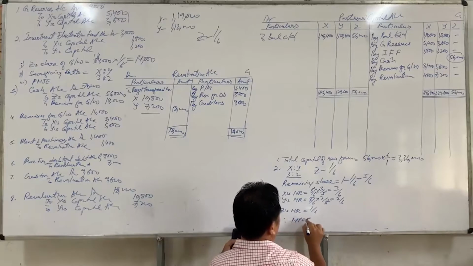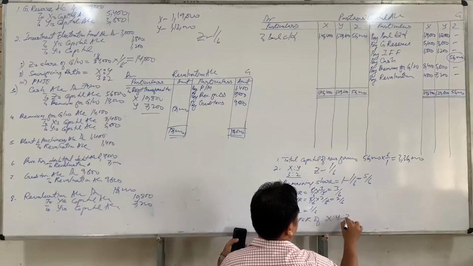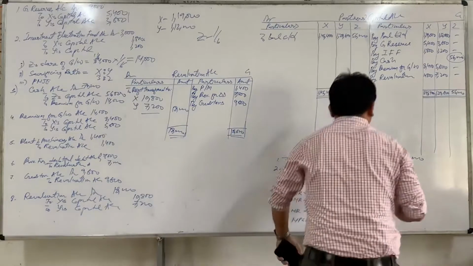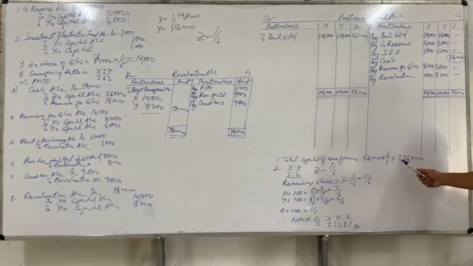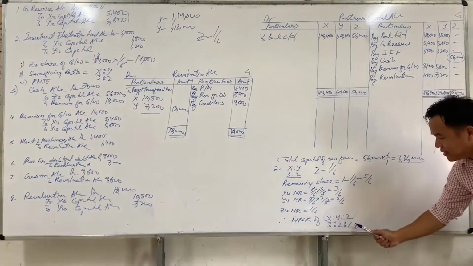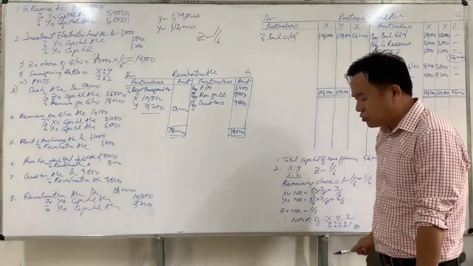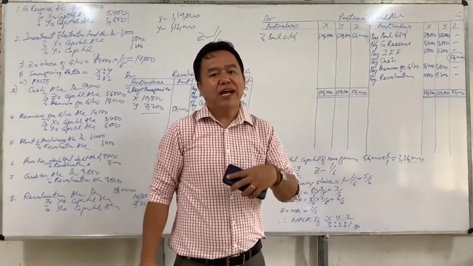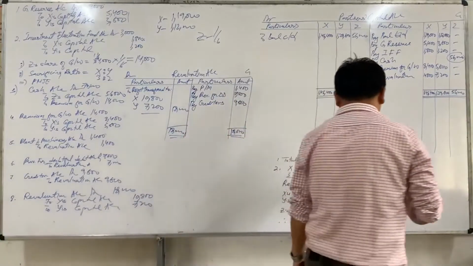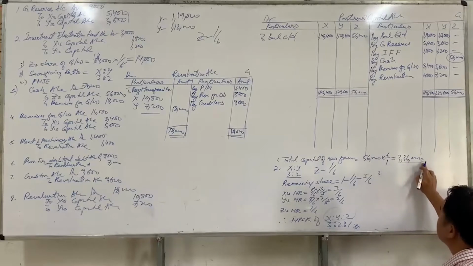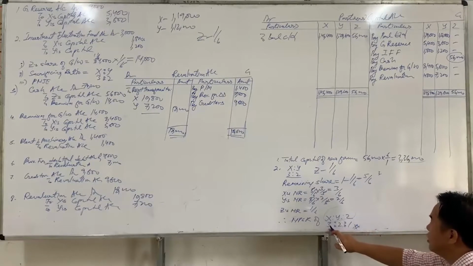Therefore, the new profit sharing ratio of X, Y and Z is 3:2:1. Okay, now the third step is distribution of total capital of the new firm among all the partners in their new profit sharing ratio. If we do so, we will get all partners' new capital, in a sense, X and Y's new capital.